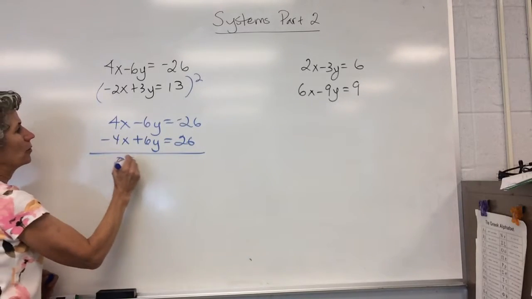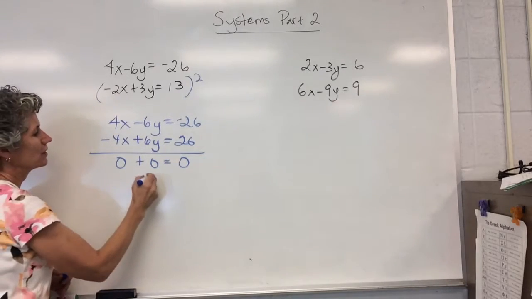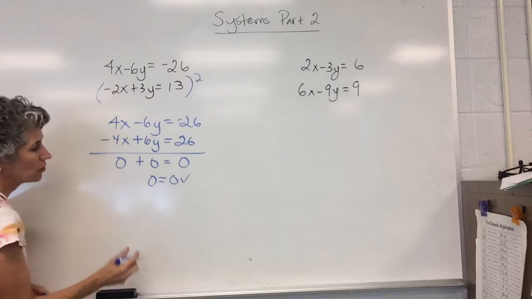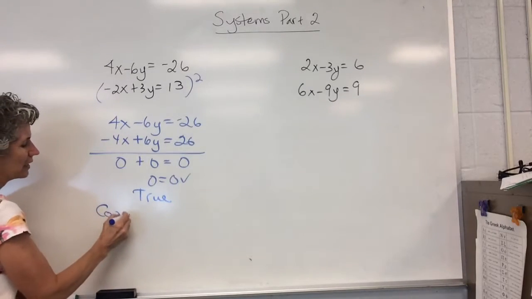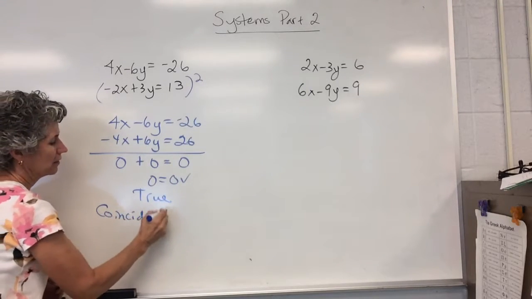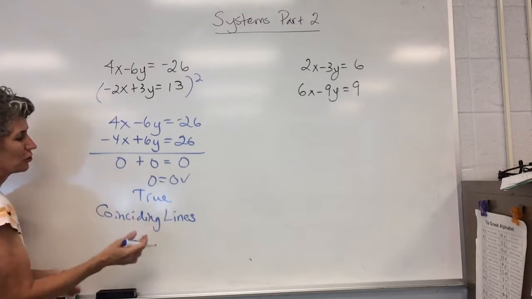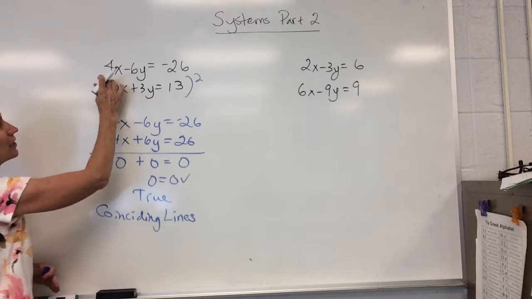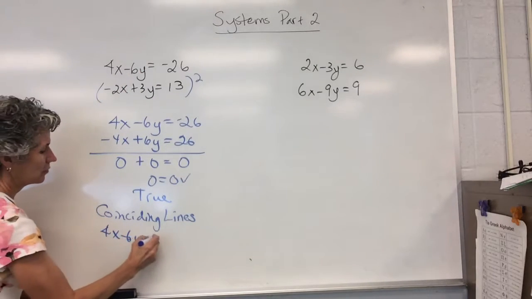So this is 0. Oh, so they all come out to be 0. So you get 0 equals 0, which is true. So if that's true, it means that these were coinciding lines. These are actually the same line. All our variables have dropped out and we're left with the true statement. So coinciding lines.